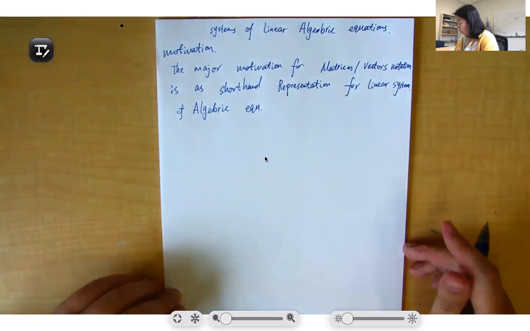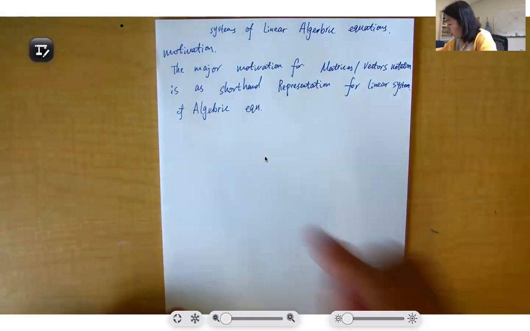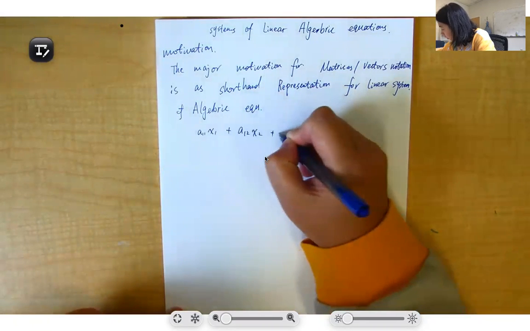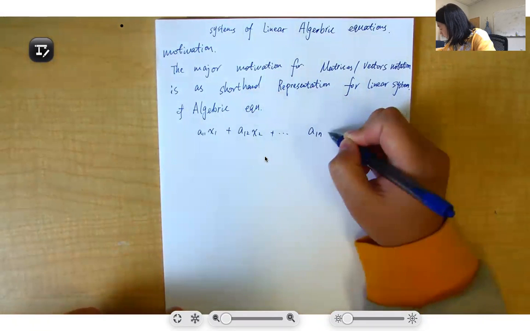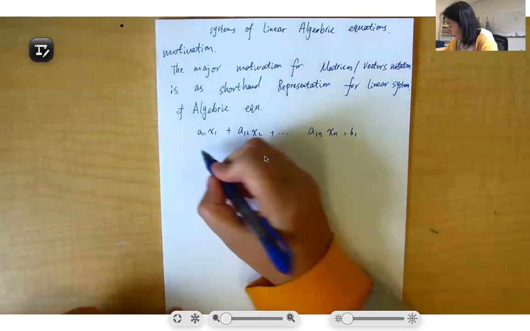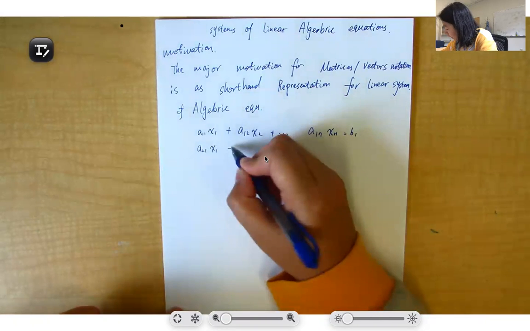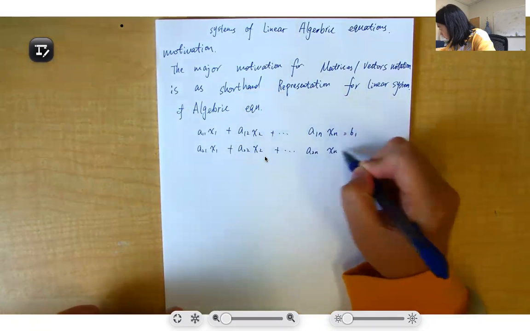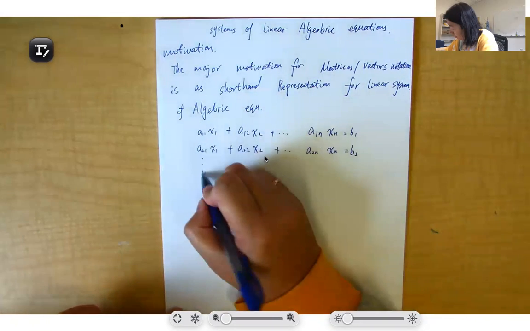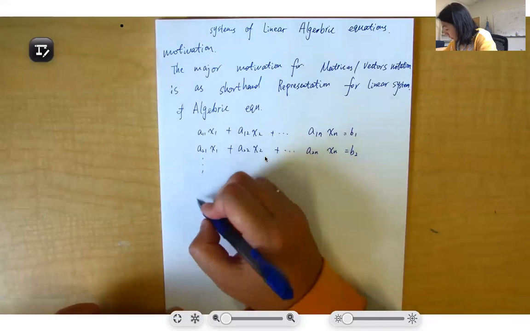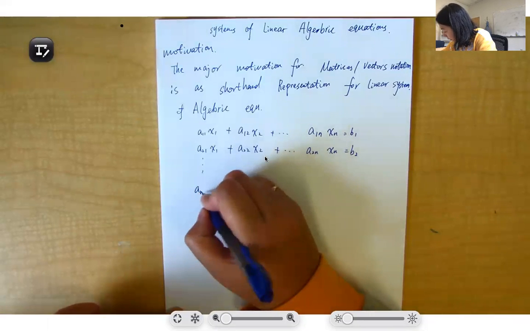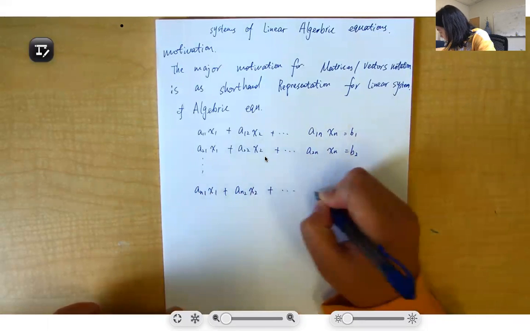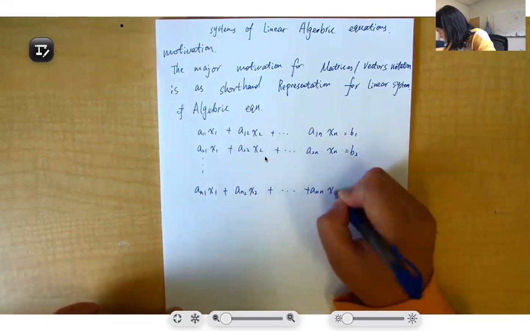Okay, and we can make an example. For example, we have a11x1 plus a12x2 plus dot dot dot a1n xn equals b1. We have a21x1 plus a22x2 plus dot dot dot a2n xn equals b2. Well, we have the nth row of that, which is an1 x1 plus an2 x2 plus dot dot dot plus ann xn equals bn.